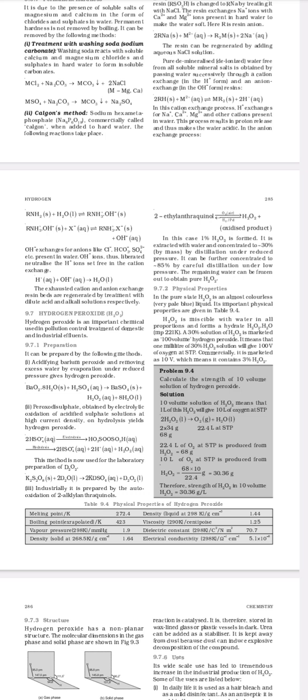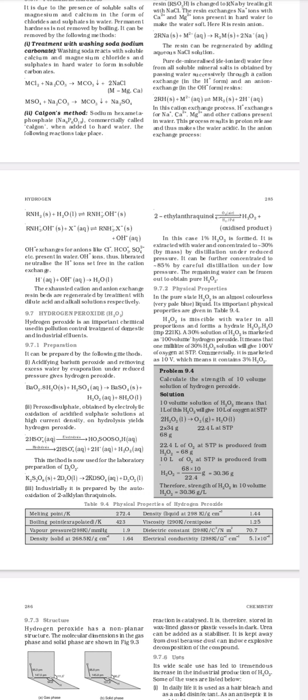In the pure state, hydrogen peroxide is an almost colorless, very pale blue liquid. Its important physical properties are listed in the table. H2O2 is miscible with water in all proportions and forms a hydrate, H2O2.H2O.